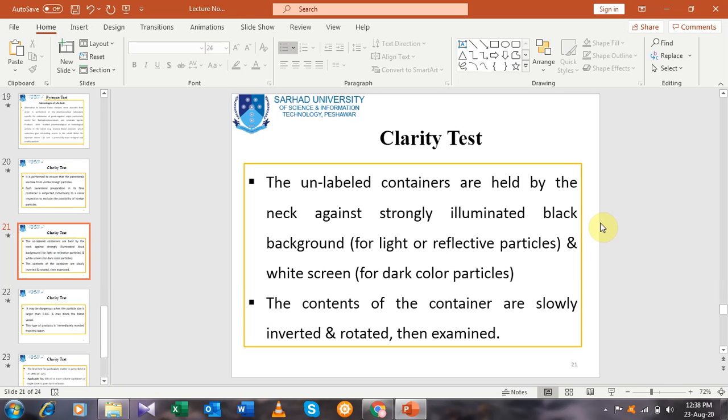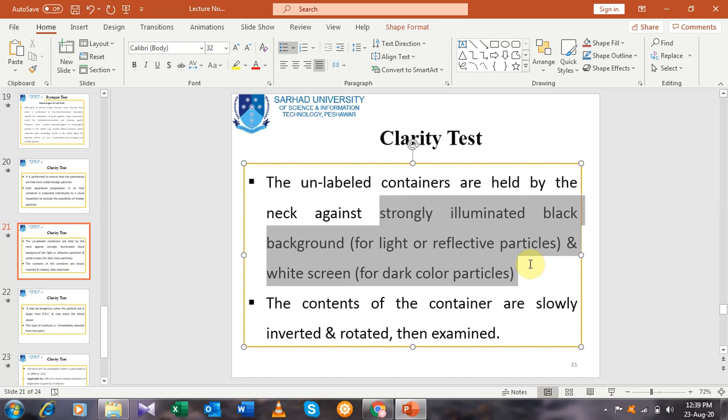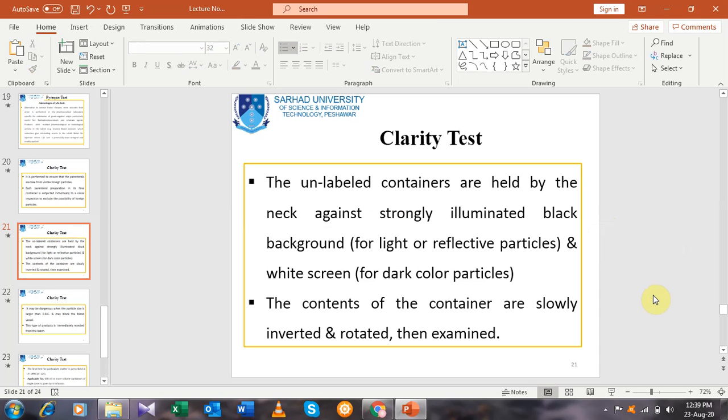The contents of the container are slowly inverted and rotated. Then we will examine visually, expecting that any particle will be visualized. We will see the particles when we slowly invert, rotate and examine. The background should be selected as we have discussed here, and conditions should be maintained.